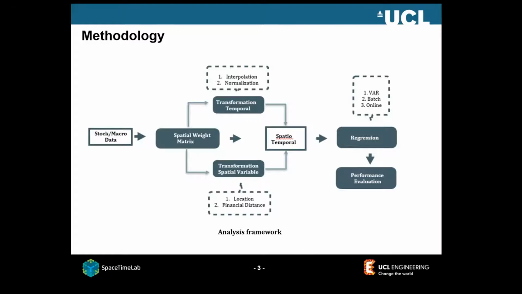Then we have a spatial weight matrix that's actually a distance, and it can be calculated on the physical location, or calculated as a financial distance. Once we have this variable, we use a tensor autoregressive model to predict financial time series and compare the online version with, of course, its batch counterpart, and with a simple vector autoregressive model that only takes into consideration the temporal variable without the spatial component.